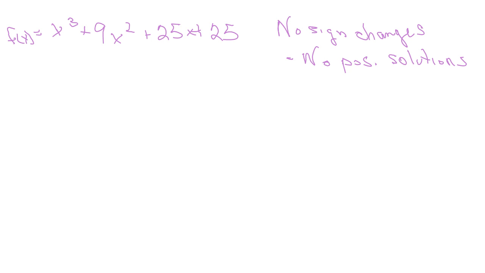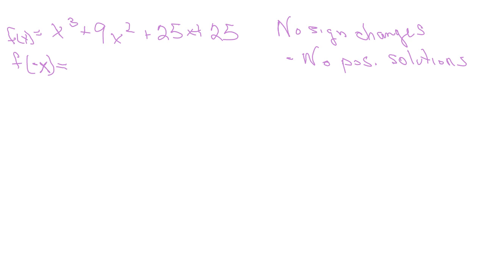Okay, because you count the sign changes to find how many positive solutions there are. Well, there are no sign changes, so there are no positive solutions. To find the negative solutions, you look at f of negative x, which means what do you have if you replace x with a negative x?